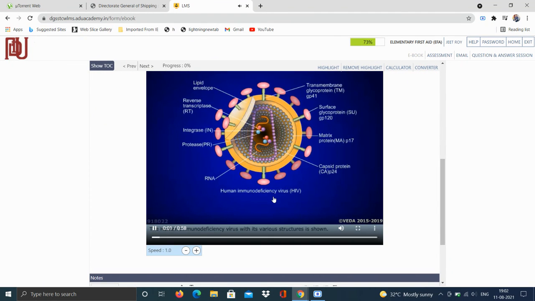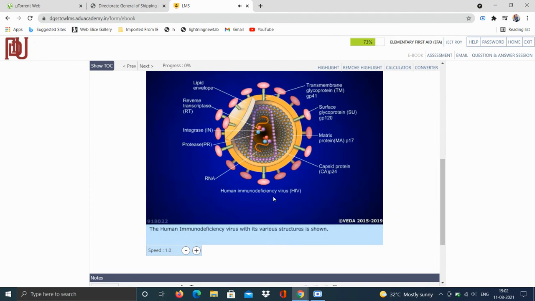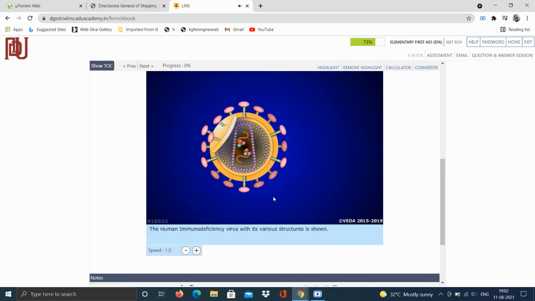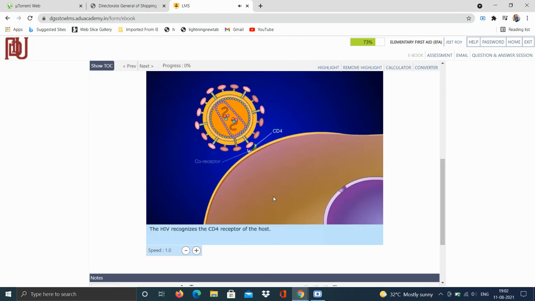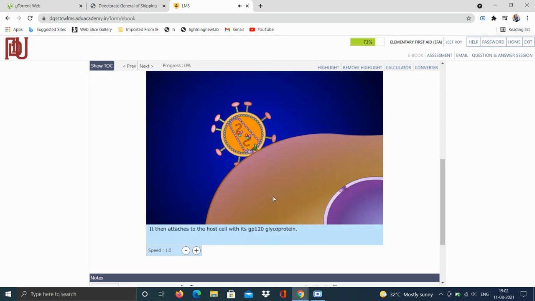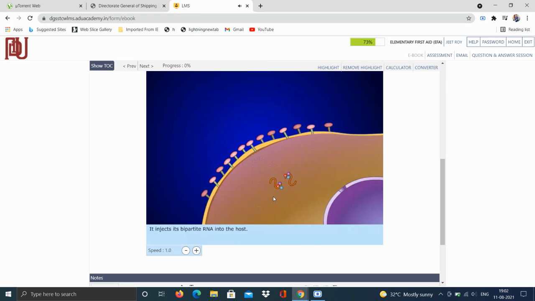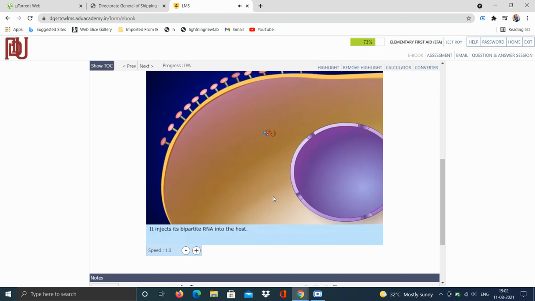The human immunodeficiency virus, with its various structures, is shown. The HIV recognizes the CD4 receptor of the host. It then attaches to the host cell with its GP120 glycoprotein. It injects its bipartite RNA into the host. Reverse transcription takes place in one of the RNA strands, and double-stranded DNA is produced.